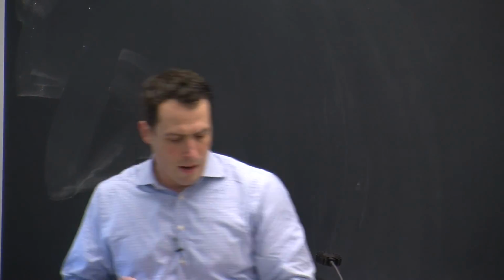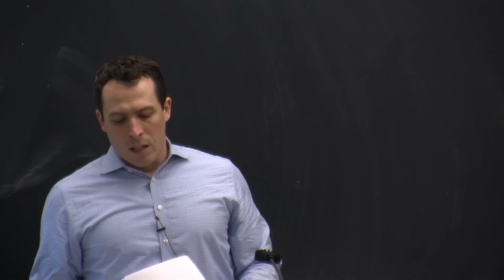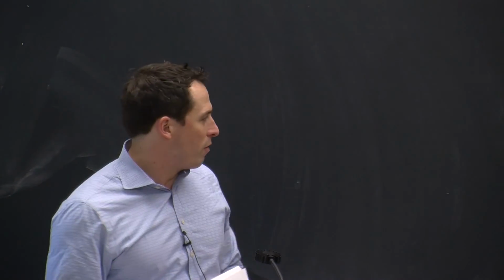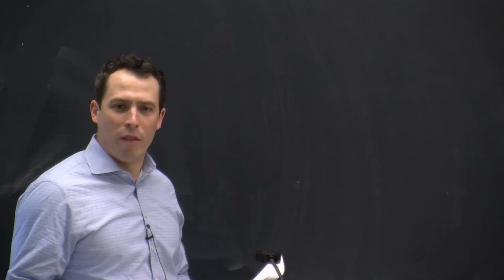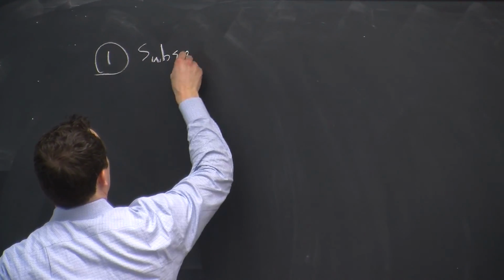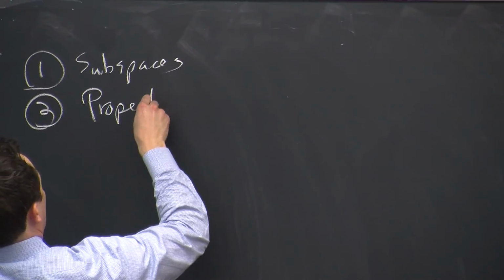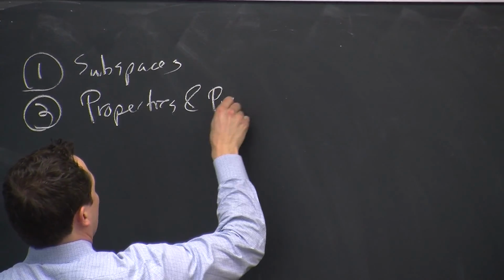I have two things to talk about. First of all, subspaces. Second, properties and proofs. I'm going to talk about a couple of very elementary properties of vector spaces, mainly to illustrate what I expect from you for a proof, what a proof looks like, and what a careful argument that one thing is true or something is equal to another looks like.